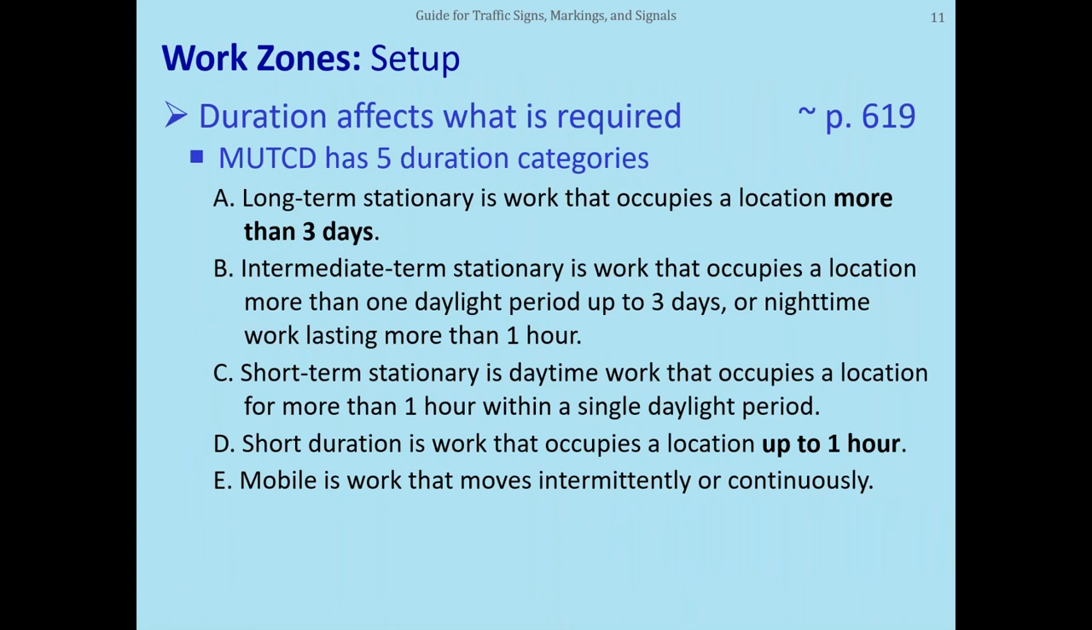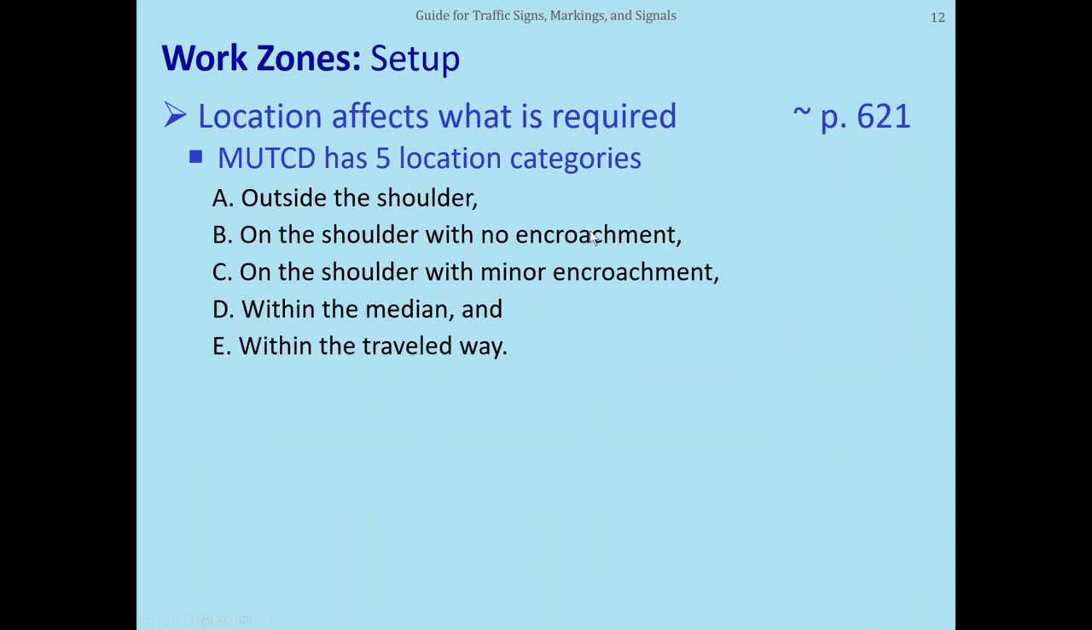The amount of effort and the type of devices that are required of you in a work zone are affected by a number of factors. One of the sets of factors has to do with how many days or how many hours you're going to be out in the road. Notice this hierarchy, from more than 3 days to mobile work that moves down the road. Depending on the duration, as you delve into part six of the manual, you're going to find one of these duration categories is going to affect how much is required of you in a work zone as far as what types of signs, etc. Also, your installation will be affected by where you are within the right of way, one of these five categories.